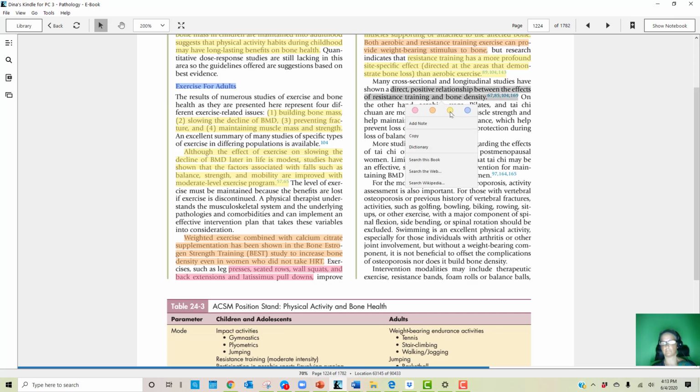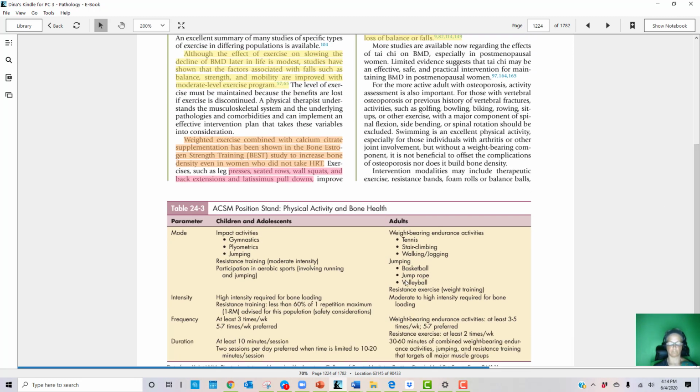On the other hand, aerobics, yoga, Pilates, and Tai Chi Chuan are more likely to increase muscle strength and help maintain coordination and balance, which help prevent loss of balance and provide protection during loss of balance or falls. More studies are available now regarding the effects of Tai Chi on BMD, especially in postmenopausal women. Limited evidence suggests that Tai Chi may be an effective, safe, and practical intervention for maintaining BMD in postmenopausal women.